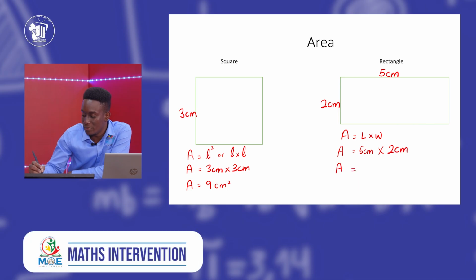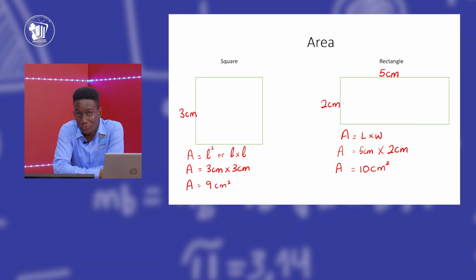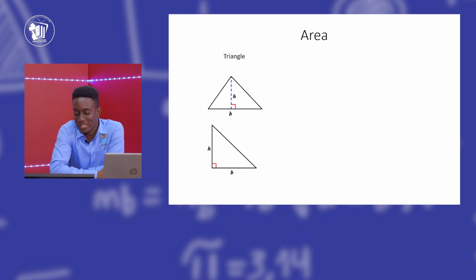So the area would be 5 times 2 is 10. Cm times cm would give us cm squared. So one thing we notice, the units for area is always squared units. Cm squared, m squared, km squared. It's always squared units. So now let's look at the next shape.